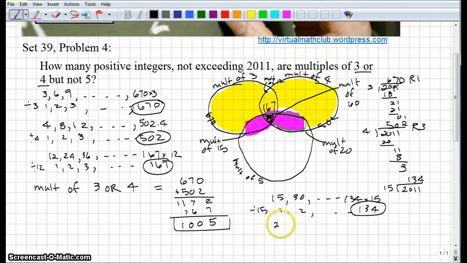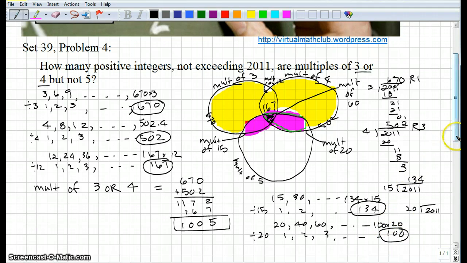Now, multiples of 20 look like 20, 40, 60, all the way up to what? Well, 20 into 2011 is just going to be 100. So 100 times 20 gives us 2000, which is the last multiple of 20. If we divide everything by 20, then we get 1, 2, 3, all the way up to 100. So we have 100 multiples of 20.